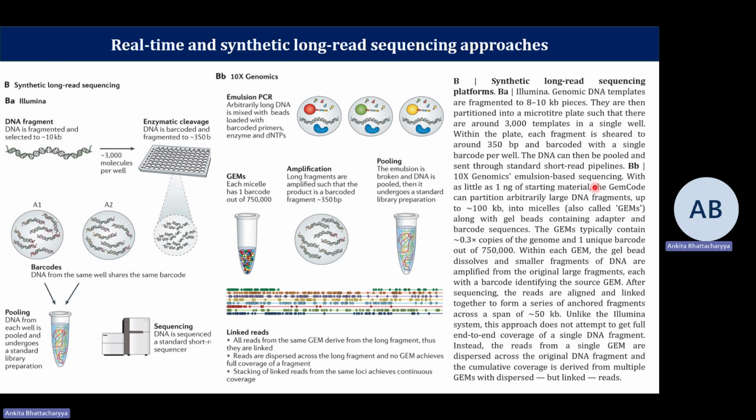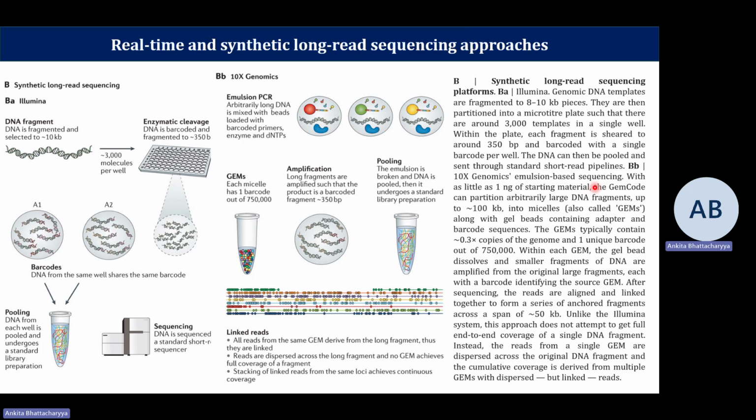Now, what exactly do we mean by these GEMs? These GEMs contain around 0.3x copies of the genome. That is around one third of the genome. They contain around one third of the genome and one unique barcode out of 750,000. Then within each GEM, the gel bead dissolves and smaller fragments of DNA get amplified from the original large fragments, each with a barcode identifying the source GEM.